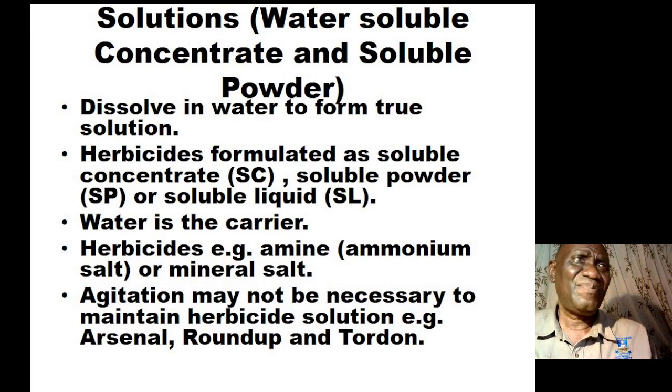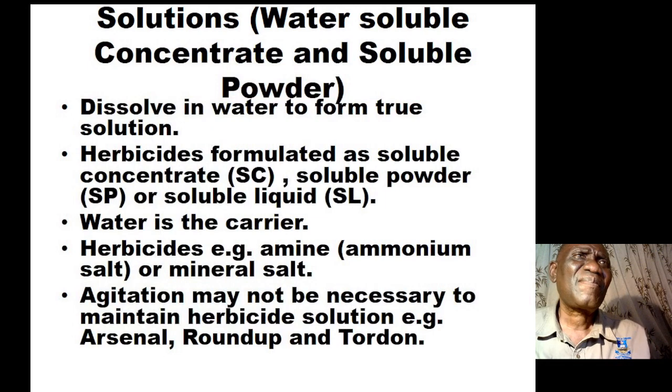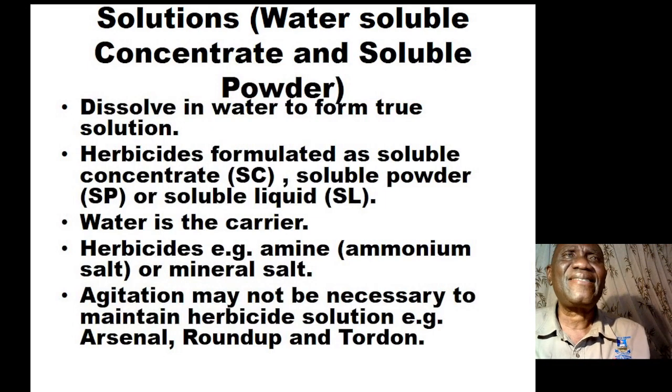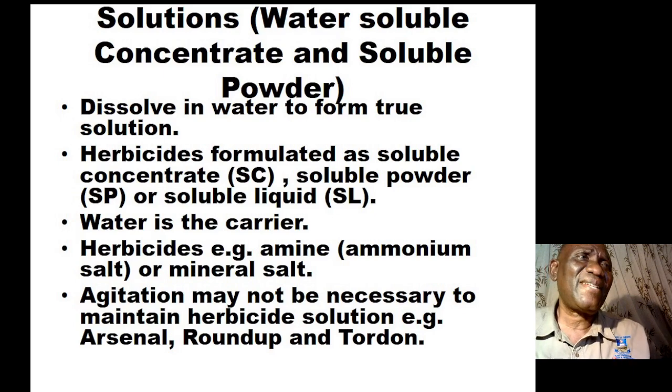So this is it for solutions. And let us see the kind of labels, how they appear. Glyphosate, it's SL. If I go back a bit, SL means soluble liquid. It means you pour in the liquid in water and it easily forms the solution.